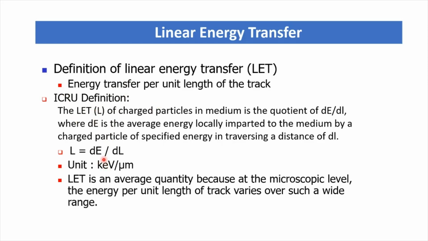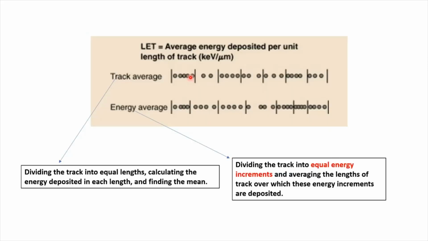keV per micrometer. And this LET is an average quantity because at the microscopic level, if you find out the energy per unit length of the track, it varies over a wide range of values. There are different ways by which you can measure the LET, either by means of the track average method or by the energy average method.